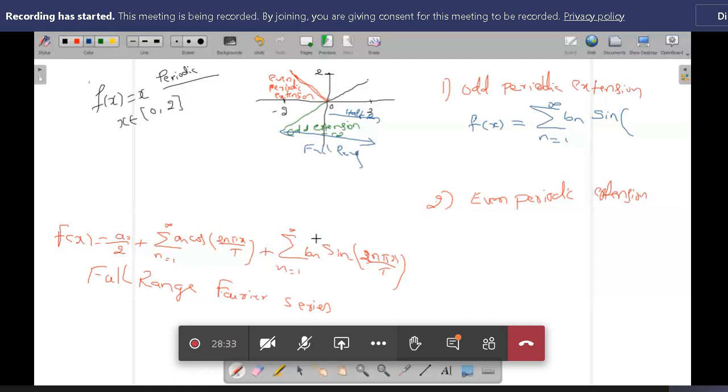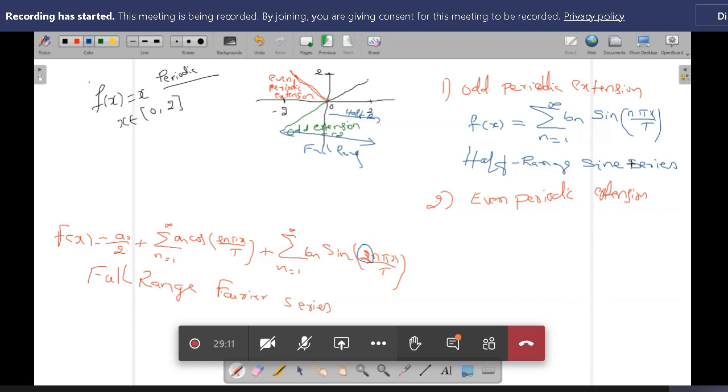Okay, so now here when you take full range we have 2. When you take half range, it should not contain 2. So that means sine n pi x by t. Got it? So what is the difference between half range and full range? Similarly, for even periodic extension, this is called as half range sine series.